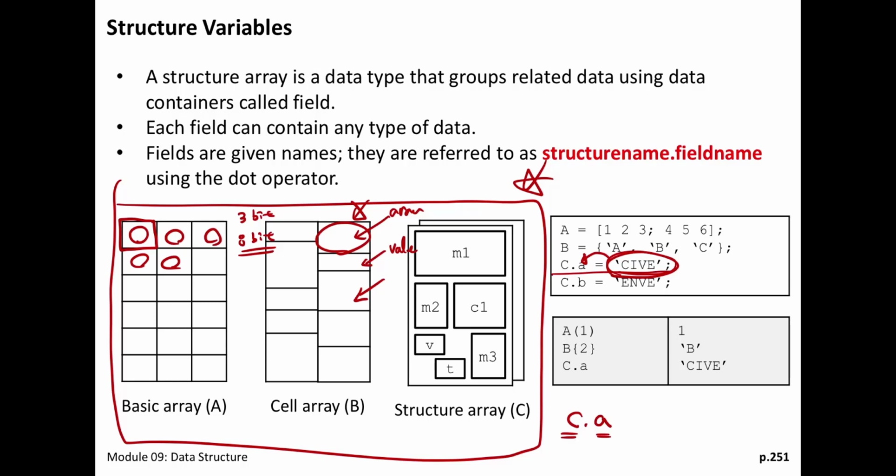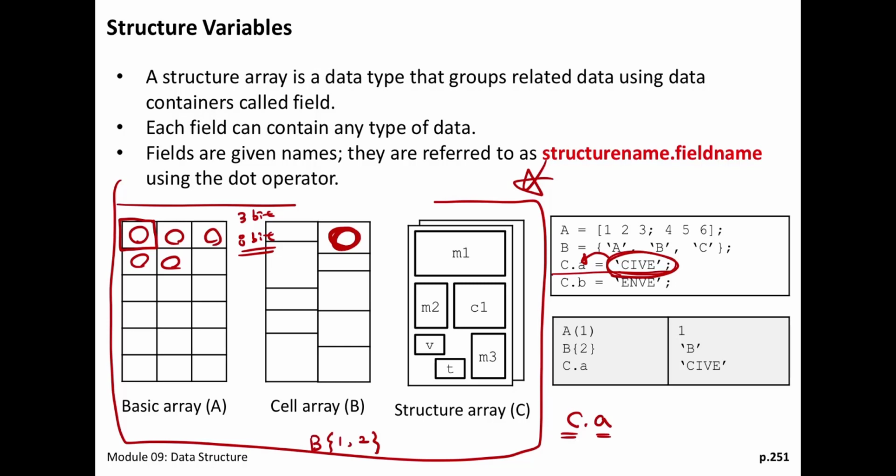However, it can still be indexed, no matter what the size of the cell is. For instance, what is B{1,2}? They're referring to this cell, right? So it doesn't matter what the size of the cell is, we can still index the location. That's the importance of the cell array.